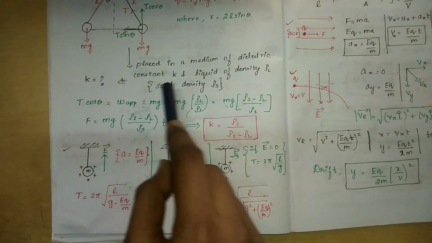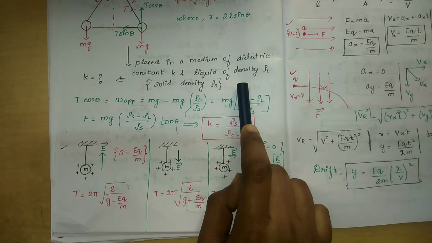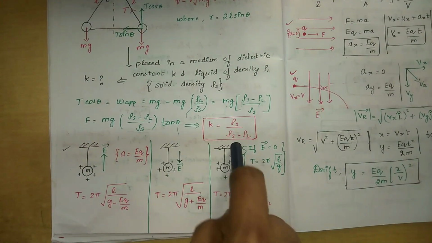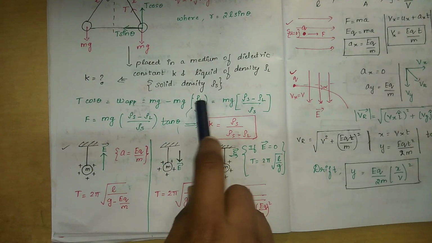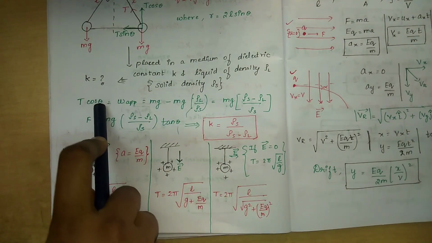If the total system is placed in a medium of dielectric constant K, of liquid of density rho L, and solid density is rho S, what is the dielectric constant, they will ask.